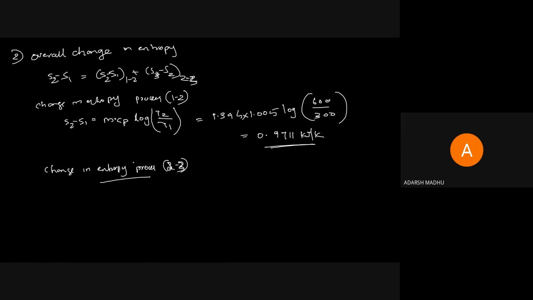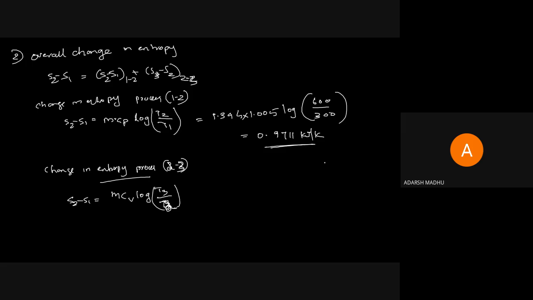What is the process? Constant volume process. For a constant volume process, S3 minus S2 equal to mCv log T3 by T2, final temperature by initial temperature. So the Cv value is not given, right?